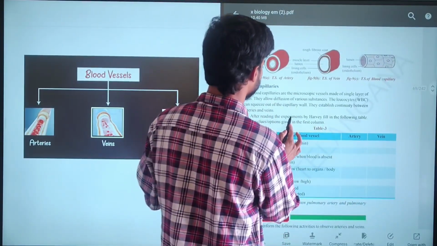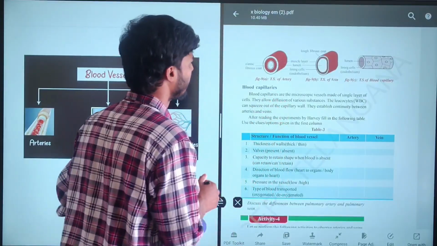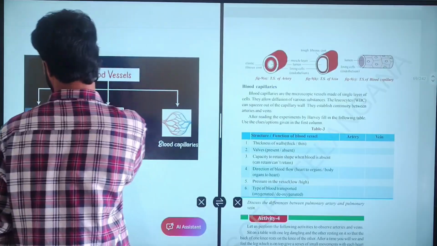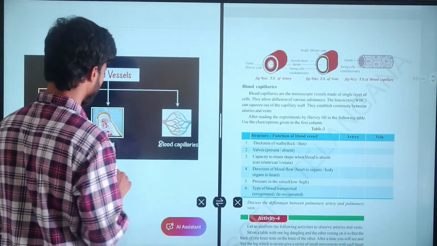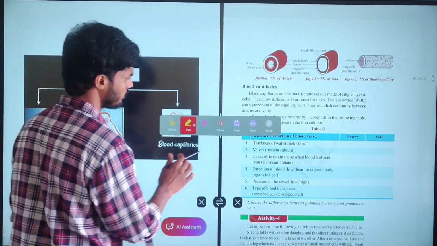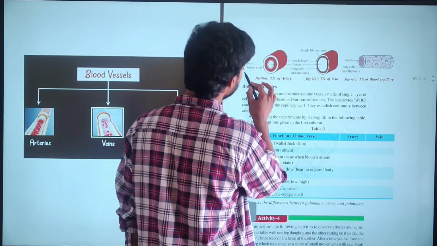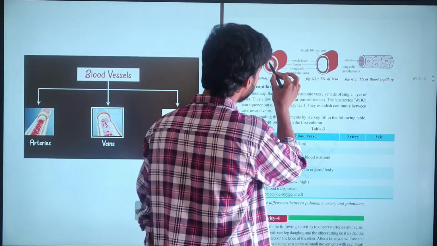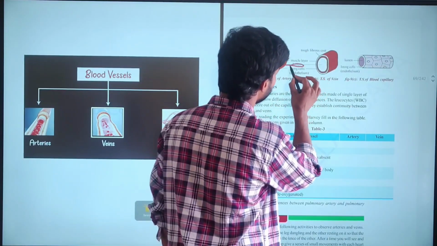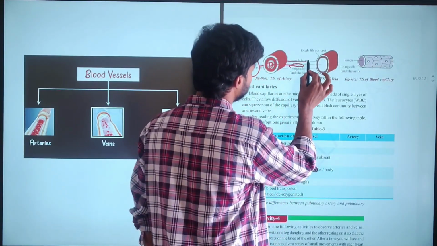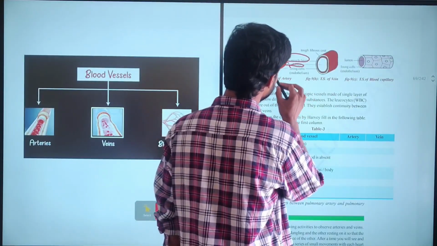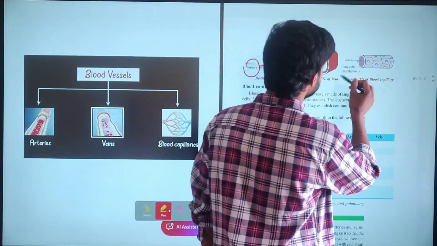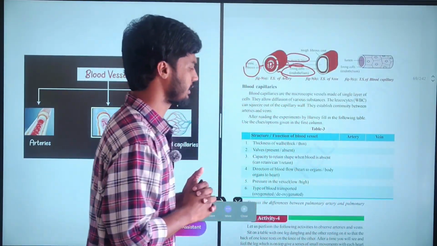Next, these are the transverse sections. TS means transverse section, the transverse section of the arteries and veins. Look at this image here also. What is given? The white area is known as the elastic fibrous cord, and the inner one we call the lumen. Then the red muscular layer, and below this one is the endothelium. These are the parts of the arteries and veins.